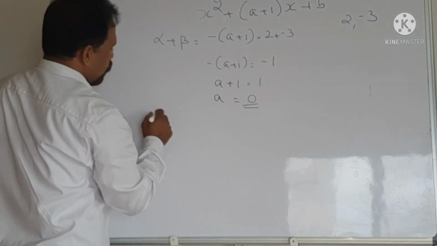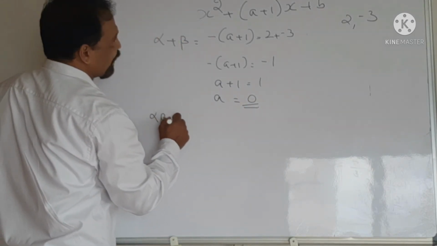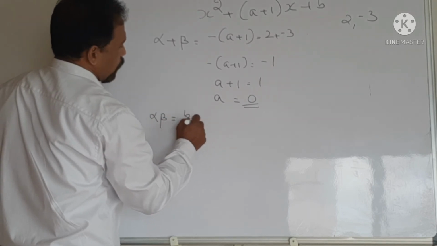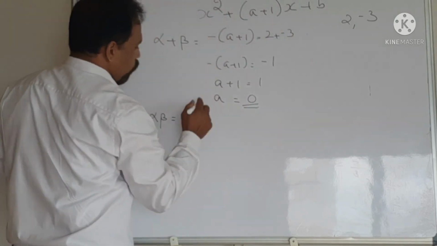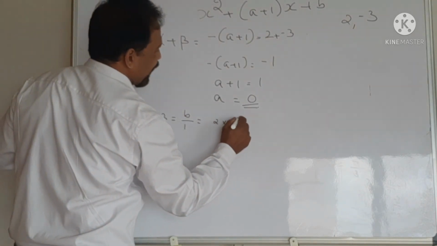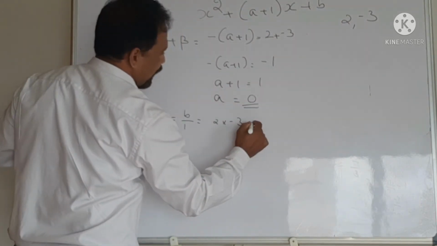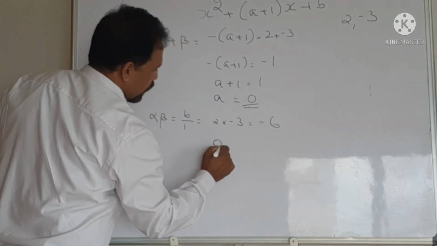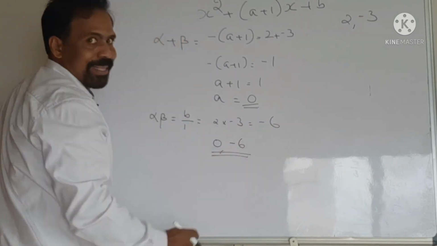What is alpha into beta? Product of the roots, that is c by a. Here it is b by 1. So alpha into beta, that is 2 into minus 3, that is minus 6. So the answers are 0 and minus 6.